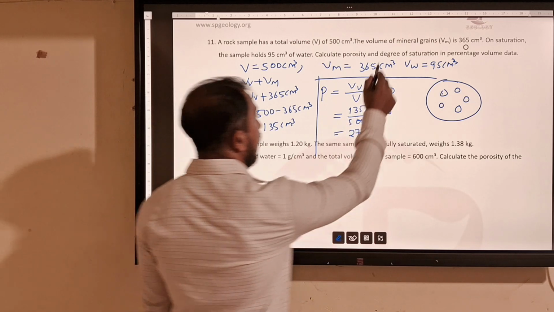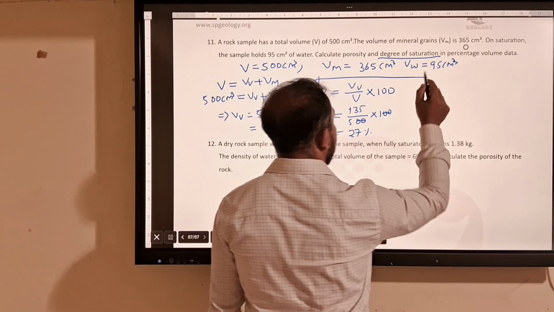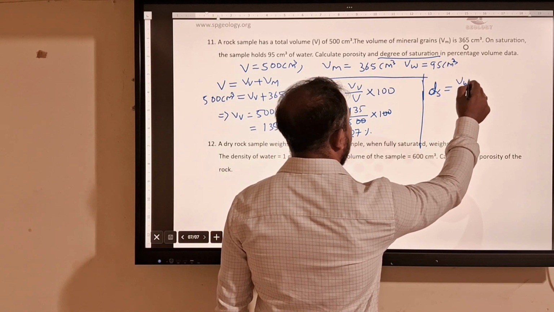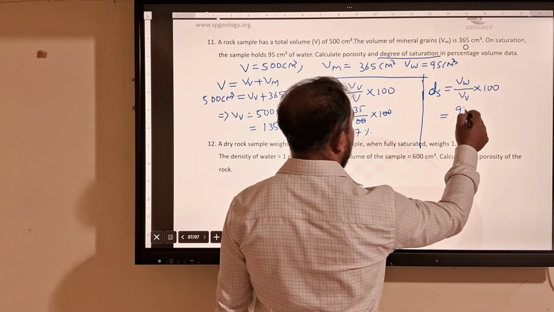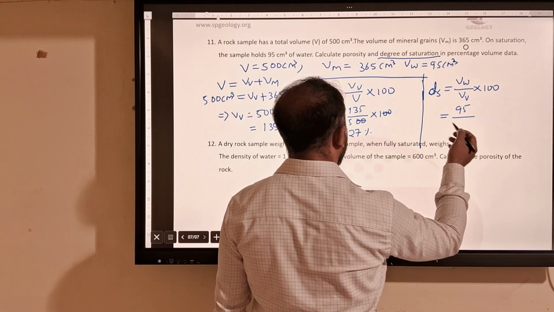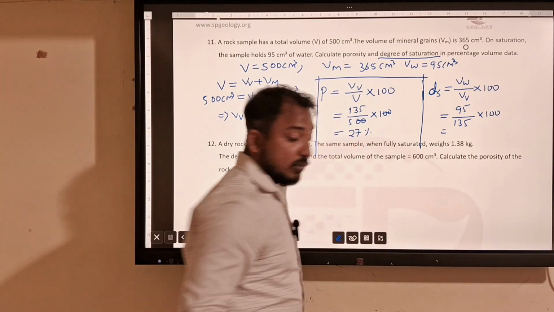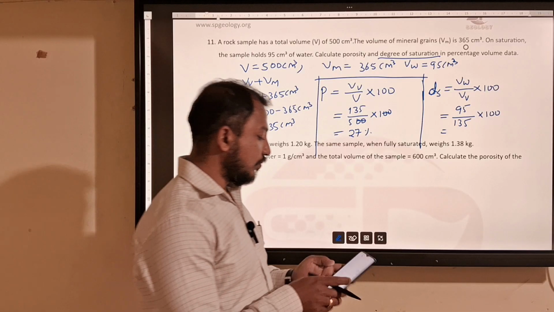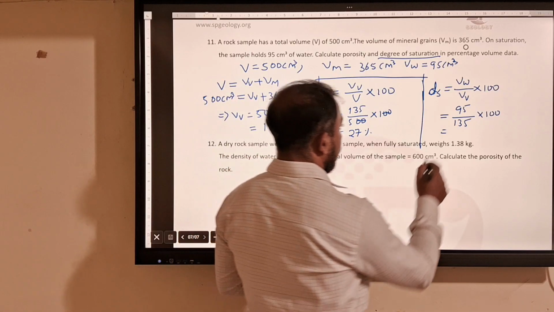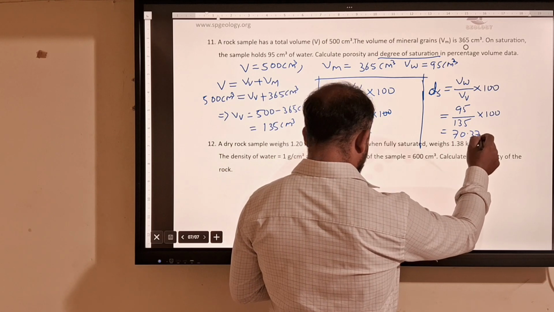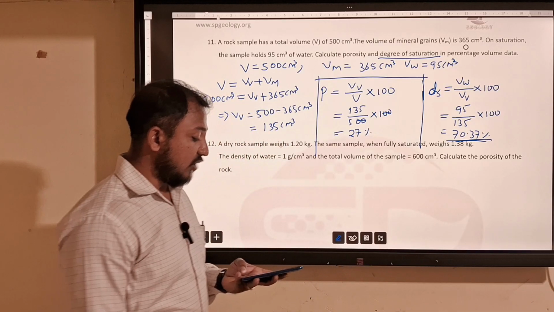Now we have to calculate the degree of saturation. So what is the formula of degree of saturation? The degree of saturation is equal to volume of water divided by volume of voids into 100. Volume of water is 95 and volume of voids is 135. It will be 95 by 135 into 100, which is 70.37%. So that is the degree of saturation.